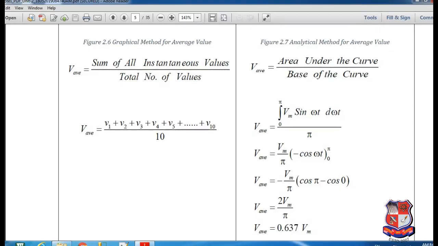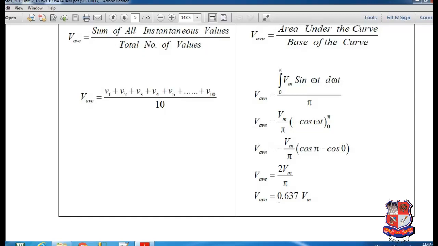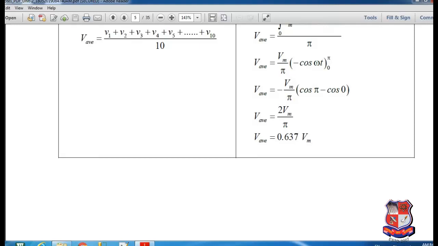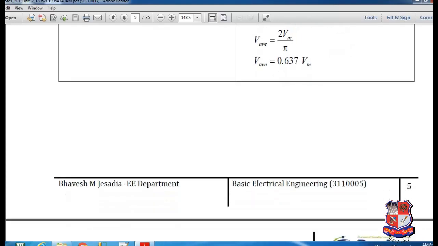Now again we can go for further simplification. We get V average equal to minus Vm by pi, cos pi minus cos 0. Cos pi is minus 1 and cos 0 is again 1. So the answer is V average equal to 2 Vm by pi. Again with further simplification, 2 divided by pi gives V average equal to 0.637 Vm, which indicates that the average value of the sinusoidal waveform is 0.637 times Vm, which is considered as the maximum value.